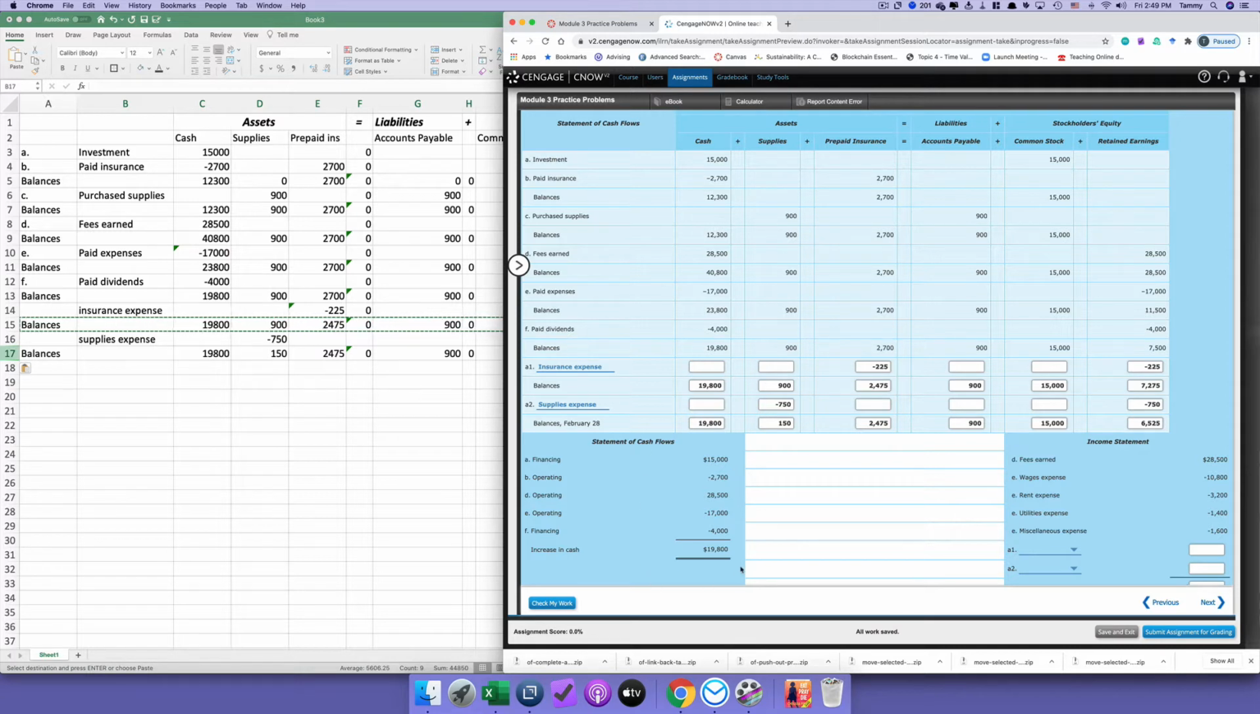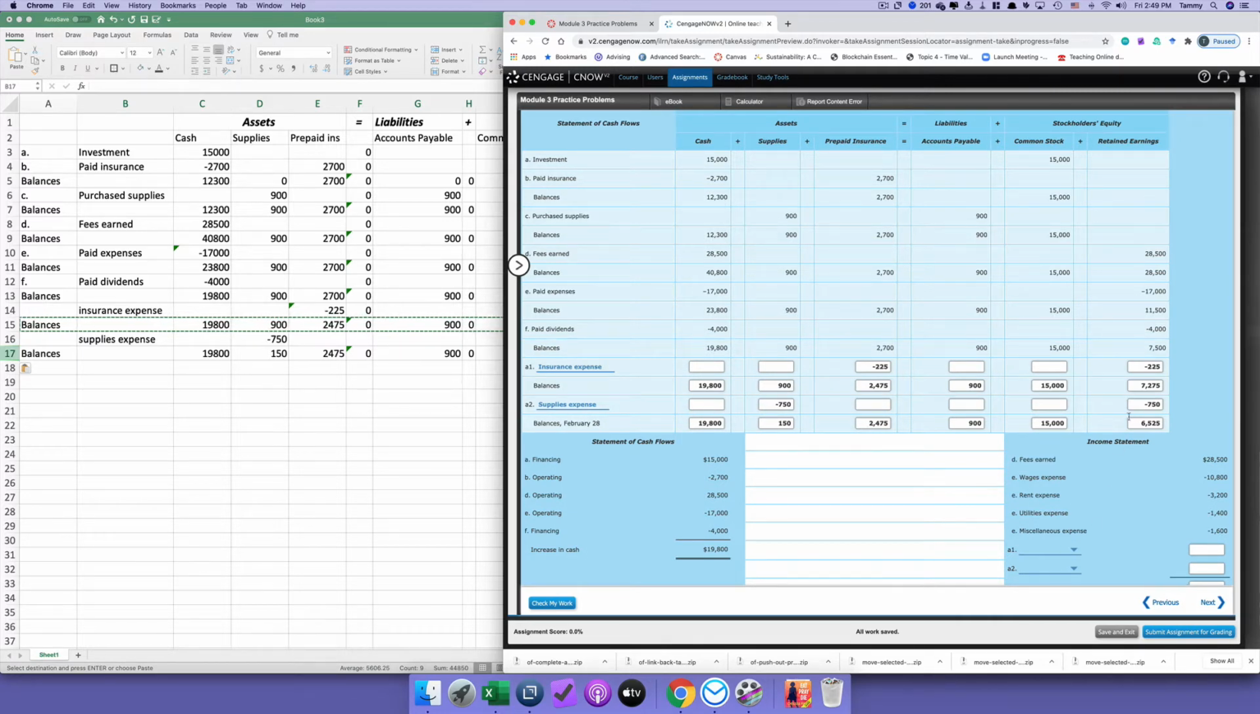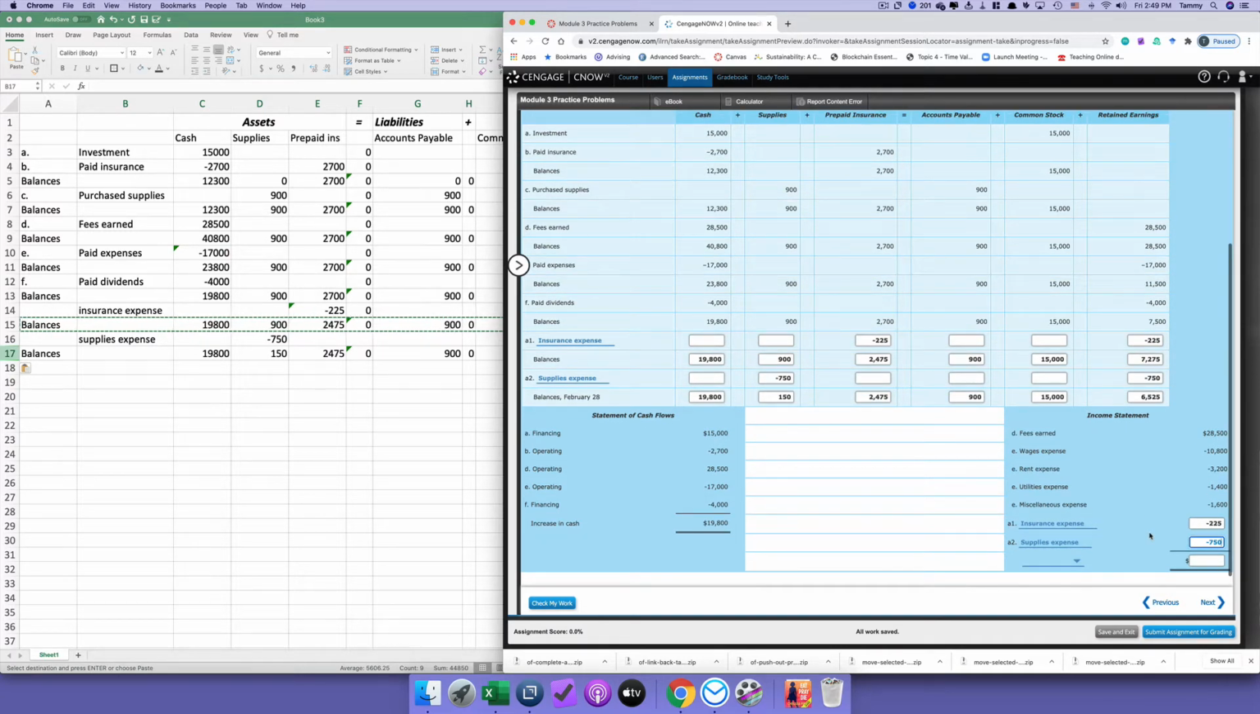Now you'll notice, when you're making these adjustments, these are not cash transactions. Nothing's showing up down here on the statement of cash flows, nothing changed. But over here on the income statement side, we did have expenses that we recognized. Okay, we recognized insurance expense at 225 negative and supplies expense at 750. Okay, so then our net income remained positive.